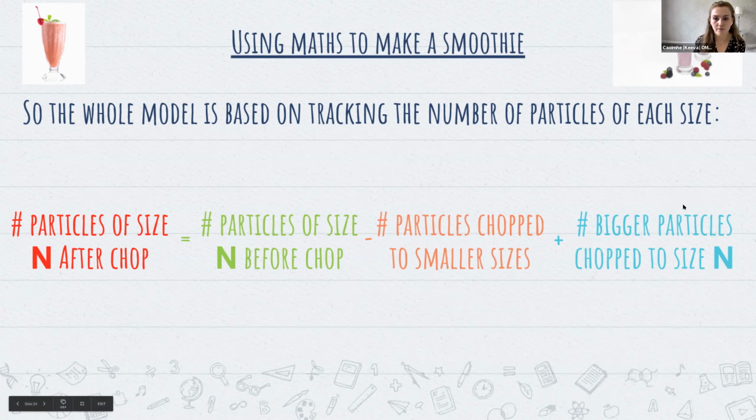And what you could do from this was start to track the particle sizes over time. The way we worked out the number of bigger particles that were being chopped is we introduced something called a chopping likelihood. The likelihood that a particle was going to be chopped depended on how many particles of that size there were, because if there were loads of those particles, then the likelihood that one of them would be chopped was quite high.